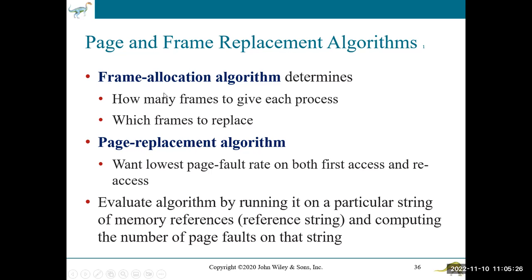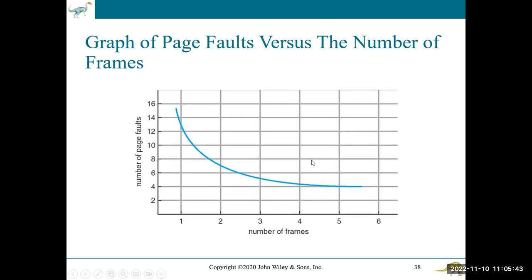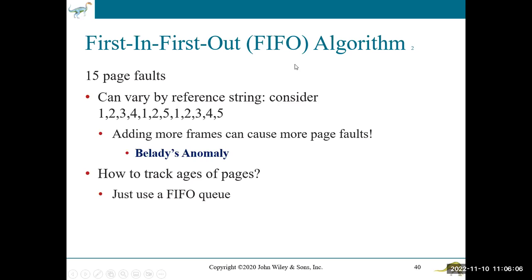So in terms of algorithms, you can work on the frame level or page level. And yeah, you have intermediate components like reference strings. And this shows how there's a relationship between the number of frames and the number of page faults. One of the algorithms is called first in, first out. Let's see what else.